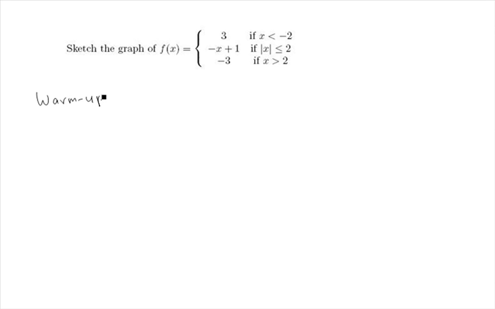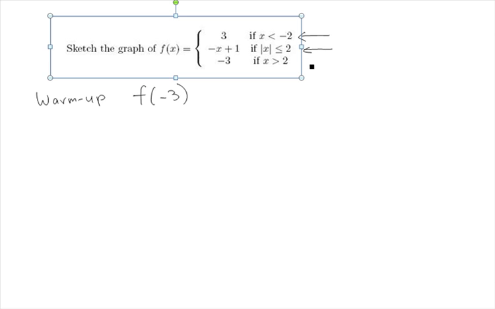So for example, if I want to find the value of the function if x is -3, the first thing I would do is look at which of these three categories -3 falls into. Is -3 less than -2? Is the absolute value of -3 less than 2? Or is -3 greater than 2? And obviously we know that it matches the first requirement.